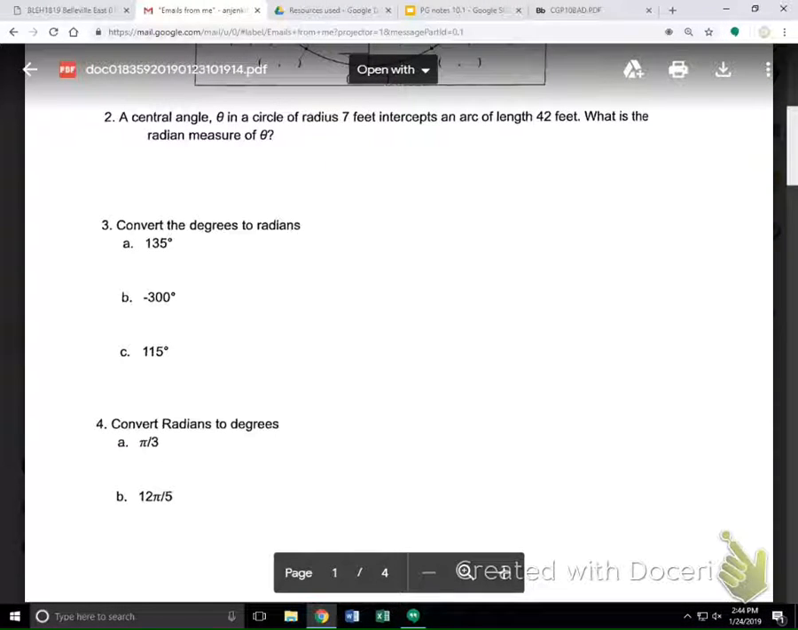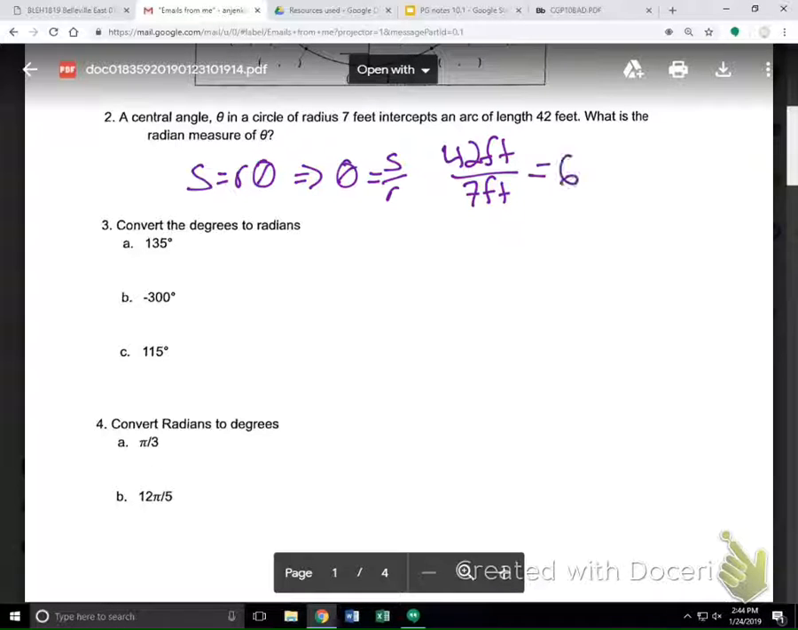Okay, so here we just did this one. We used the fact that we had S equals R theta. We were looking for theta, which was then S over R. You guys told me that was 42 feet over 7 feet, which gave you 6.